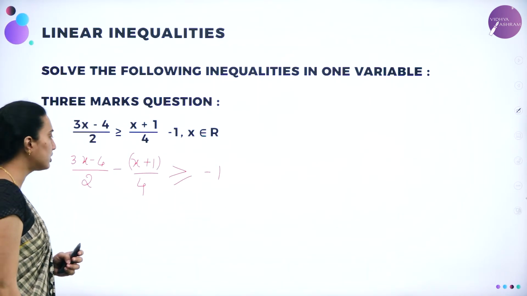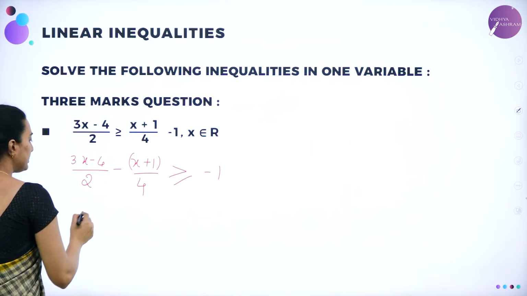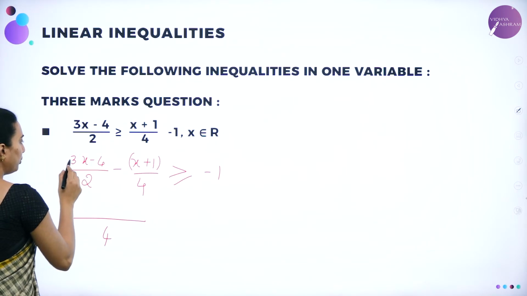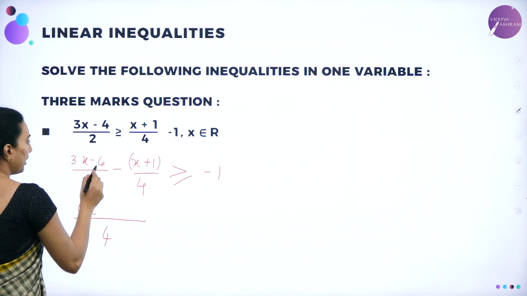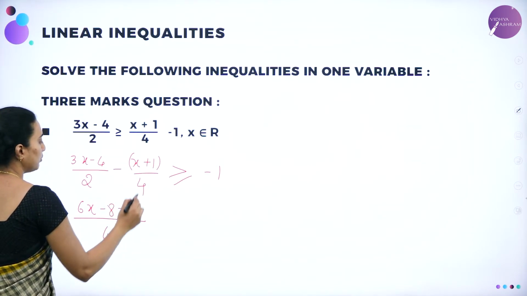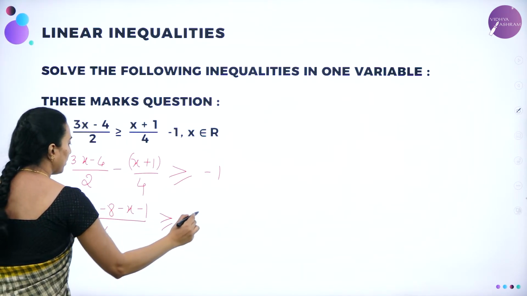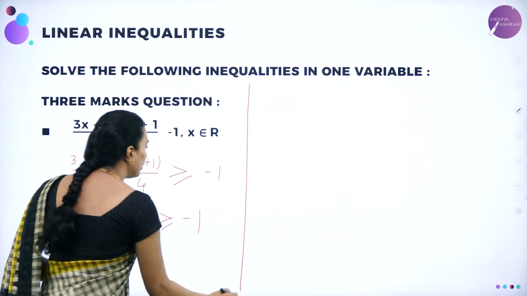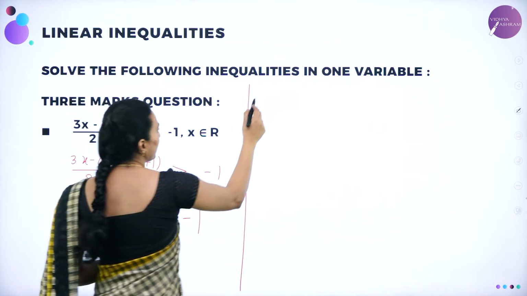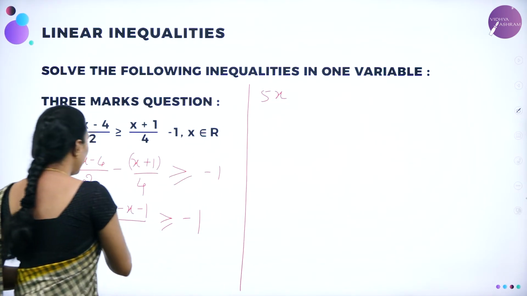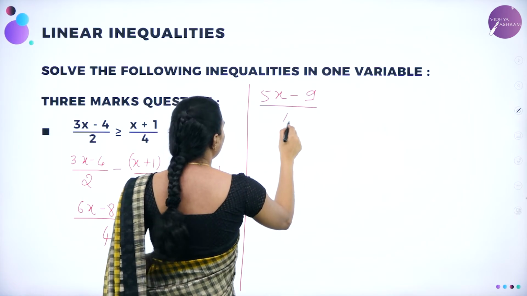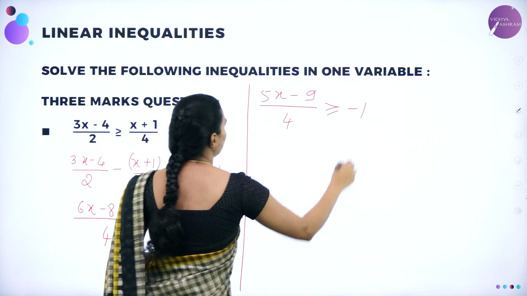I hope you understood this one. Now taking the LCM, which is 4, multiply by 2: 2 3s are 6x, 2 4s are 8. Again minus into x is minus x, minus into 1 is minus 1, is greater than or equal to minus 1. Solving the numerator, 6x minus x is 5x, and minus 8 minus 1 is minus 9, divided by 4 is greater than or equal to minus 1.